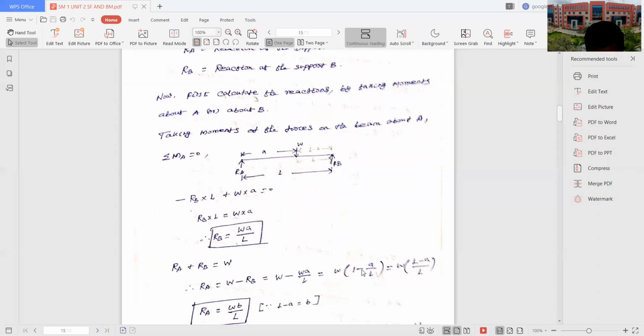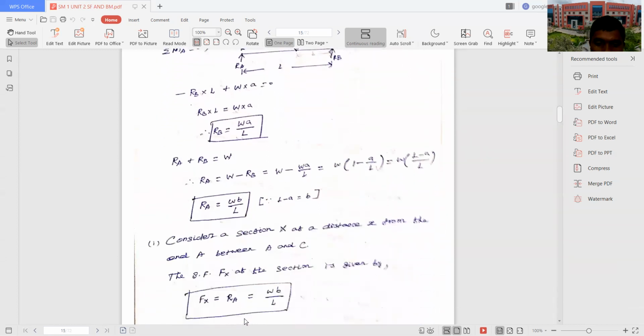So W minus WA by L. W outside, if you take 1 minus A by L. So L minus A by L. So W into L minus A by L. You know what is L minus A? L minus A is nothing but B. Therefore WB by L. So RB equal to WA by L and RA equal to WB by L.